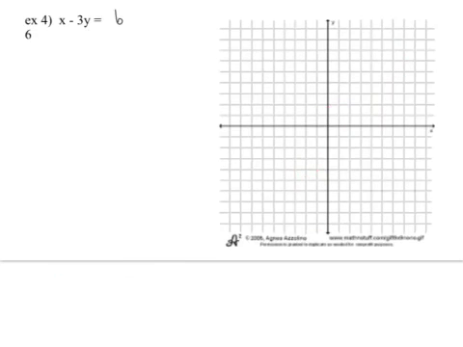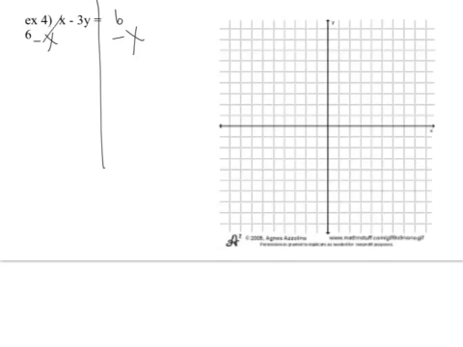So last example, we have x minus 3y equals 6. So this one's not in slope-intercept form either, so we have to go with that first step, which is to solve for y, because when you solve for y, that puts it in slope-intercept form. So we'll draw our line, and we're trying to solve for y, so we have to get rid of the x. So we're going to subtract x from each side.